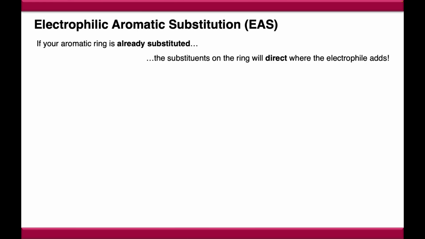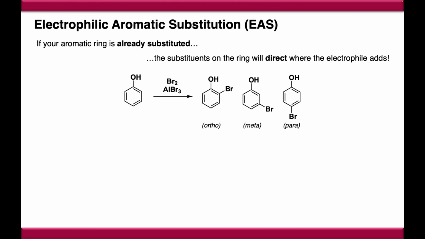One final thing I just want to talk about is directing effects. So if your aromatic ring already has a substituent on it, in other words, it's not just benzene, the substituents on the ring will direct where your electrophile adds to. So here's an example with phenol. Okay, we've now got this OH that's already attached to the benzene ring. If we brominate it, like we did with benzene before, there's 3 possible positions that it could attach at.